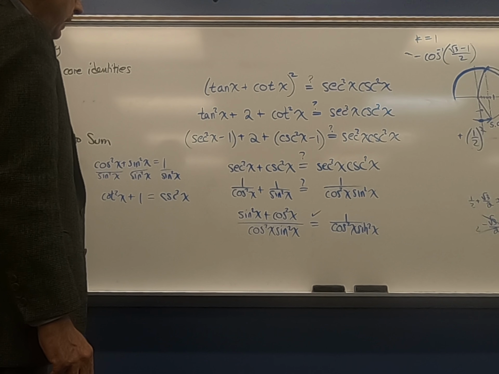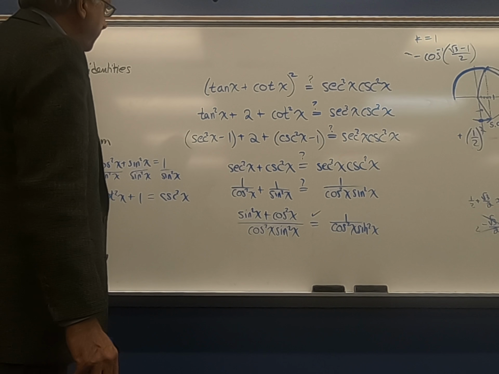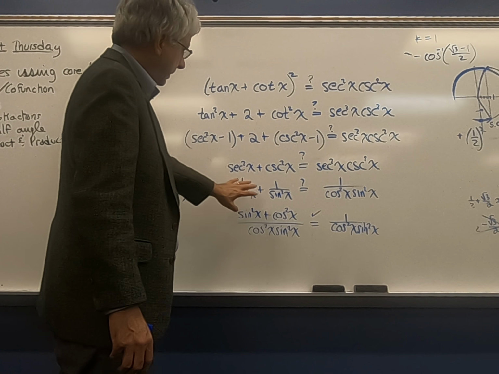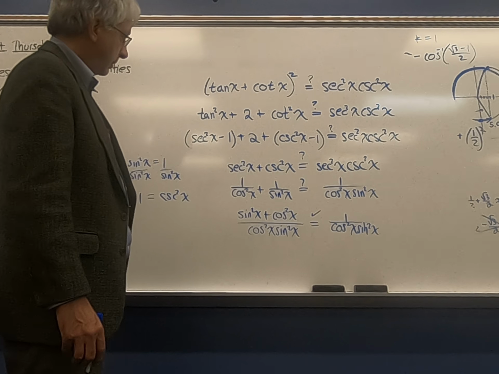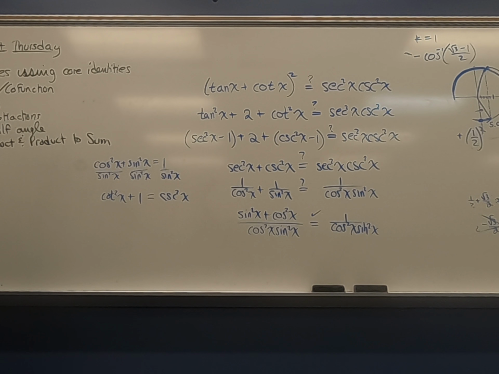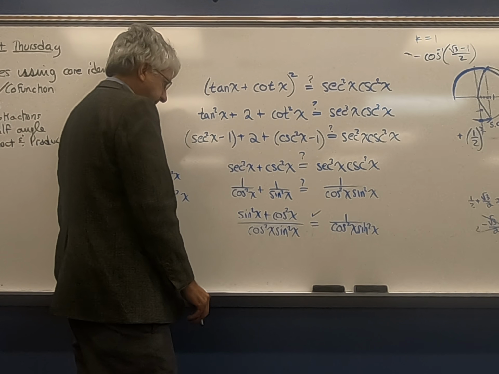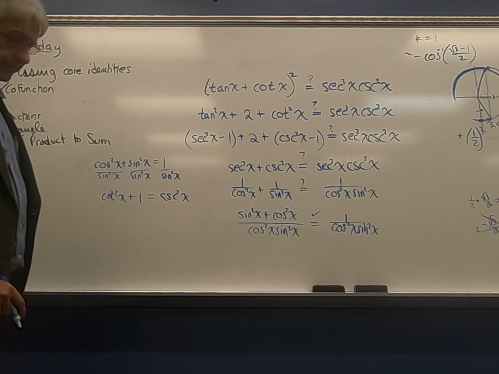And I did work with both sides. I worked mostly with the left side, but in the end, I wanted to bring them together in terms of sine and cosine rather than secant and cosecant. So you just multiply them by cosine squared x. Yeah, build up a common denominator on the left side. Okay.